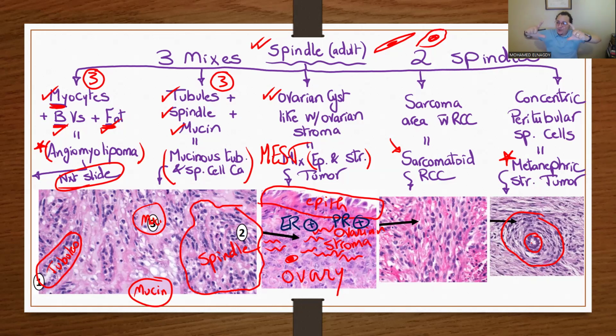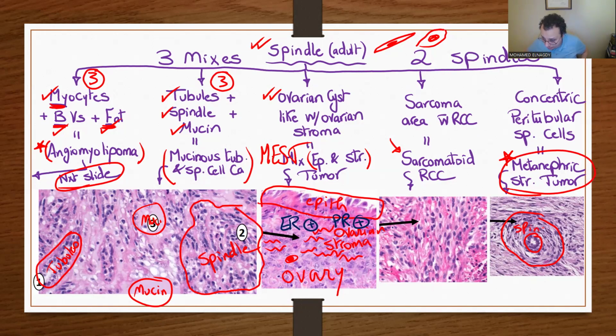It's like concentric peritubular spindle cells making circles around tubules. They give you this picture without anything, just saying renal mass in a whatever-year-old male or female. And you need to say that this is a metanephric stromal tumor. Metanephric stromal tumor. This is just only spindle.